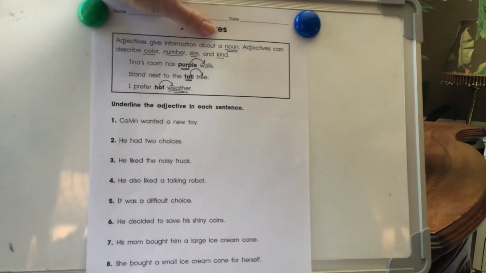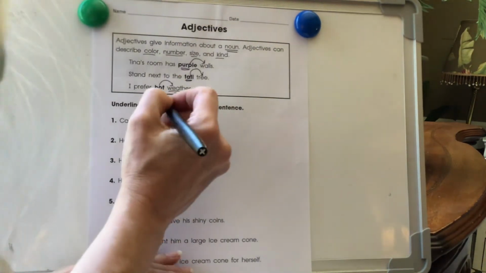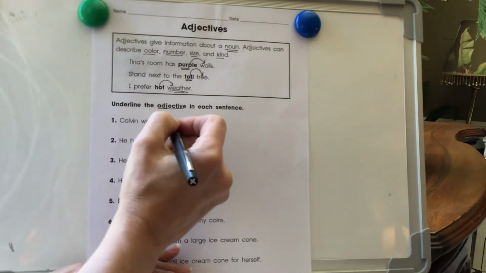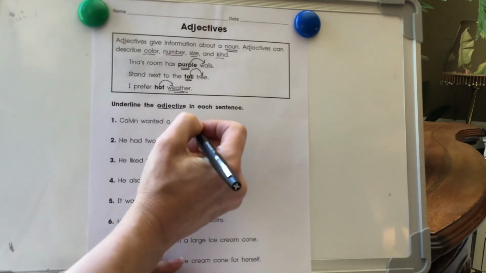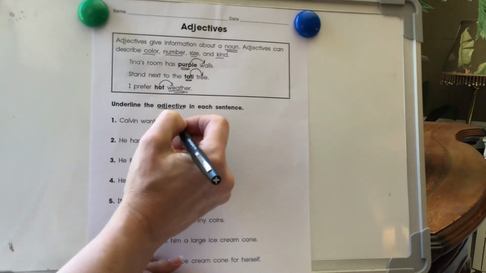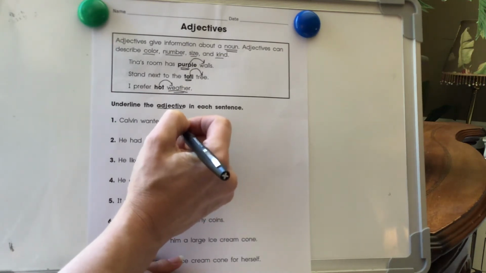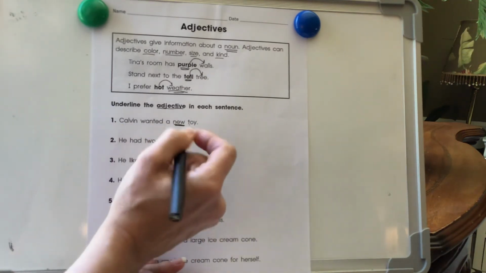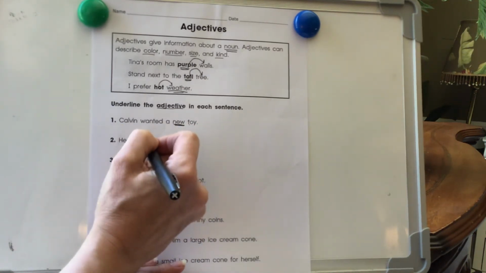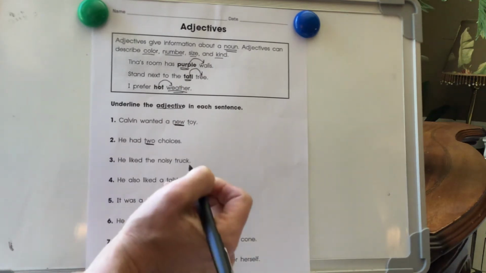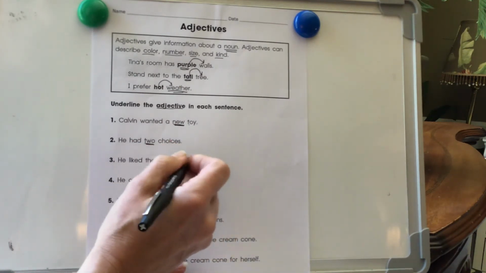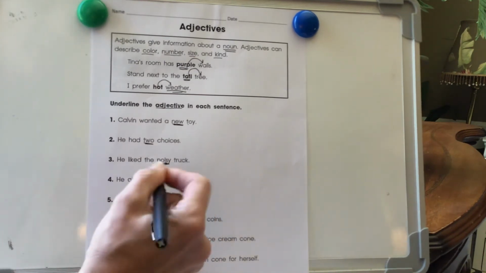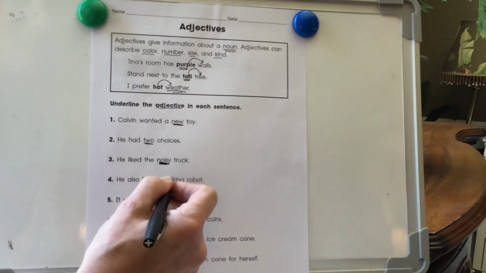Okay, so let's take a look at this. Underline the adjective. This is the describing word in each sentence. Calvin wanted a new toy. Well, our noun is going to be toy, but what kind of toy did he want? He wanted a new toy. New describes it. He had two choices. How many choices did he have? Two choices, it describes. He liked the noisy truck. What kind of truck was it? A noisy truck. He also liked a talking robot.